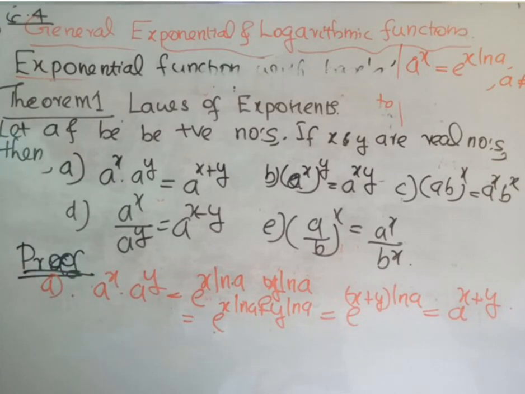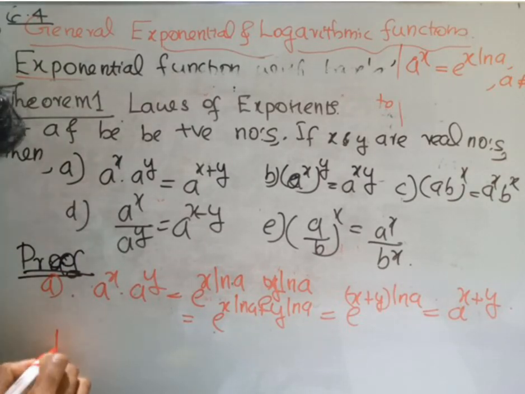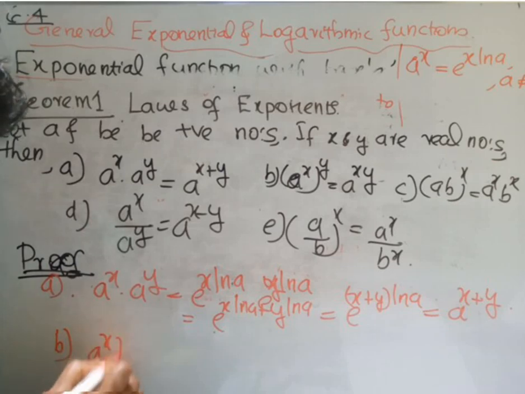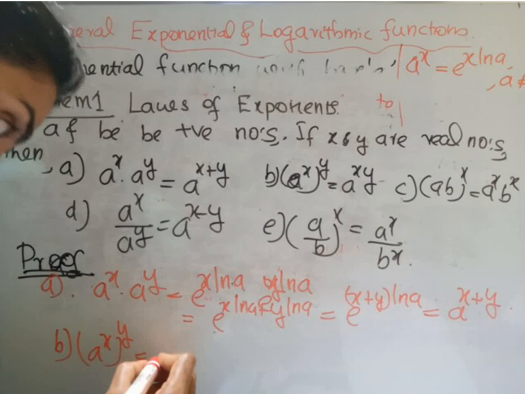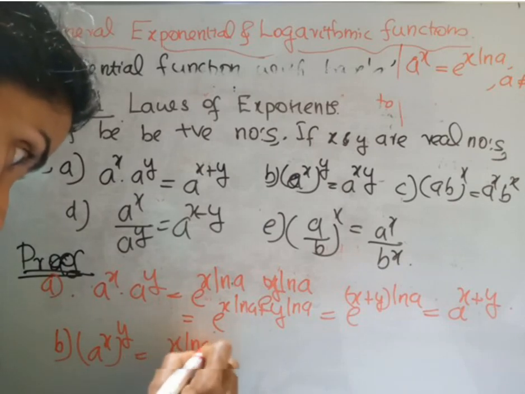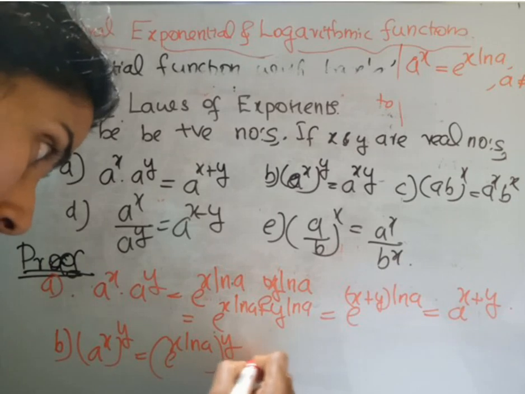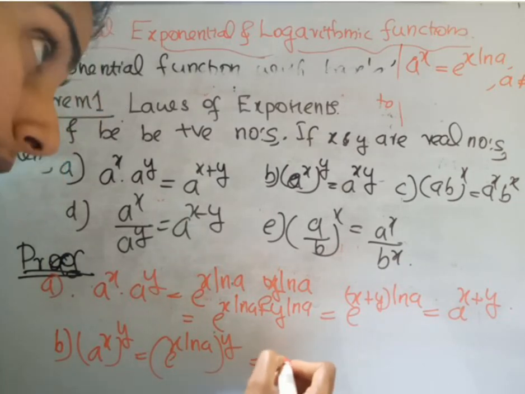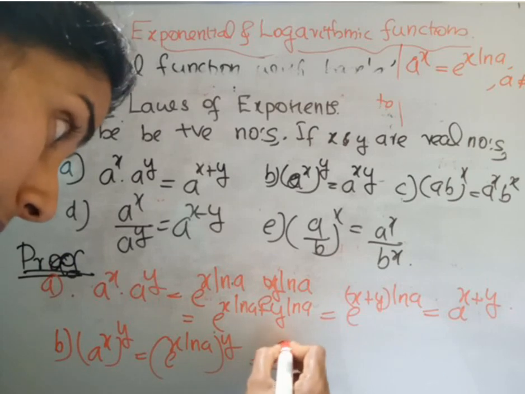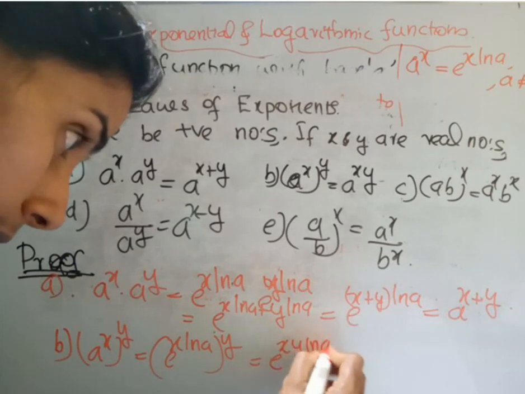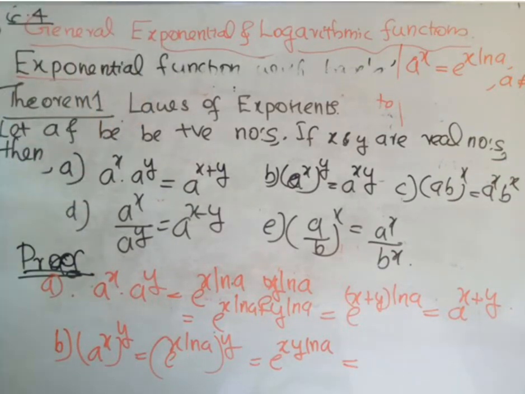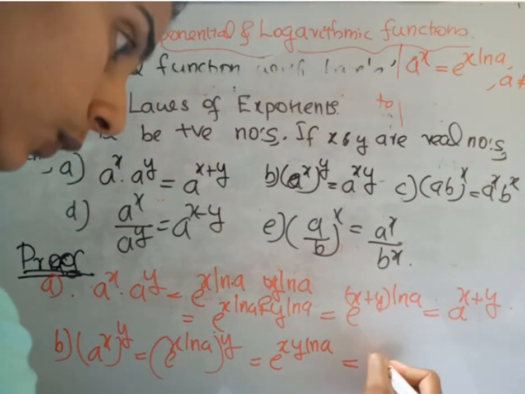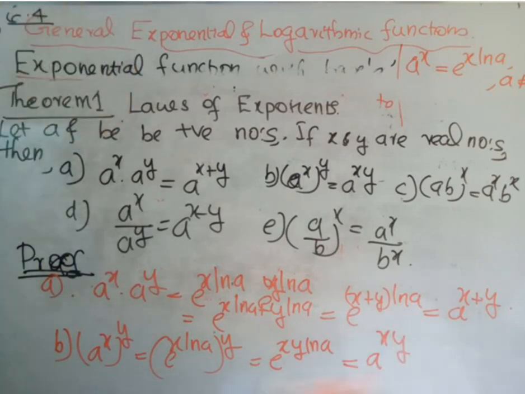Similarly, how can you say a raised to x, raised to y, is equal to a raised to x times y? I can write a raised to x as e raised to x log a, whole raised to y. This is equal to e raised to x y log a. By the results of the exponential function, this is equal to a raised to x times y. Similarly, you can do the proofs of all the others up to e.